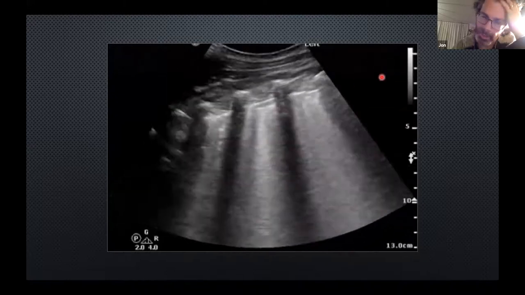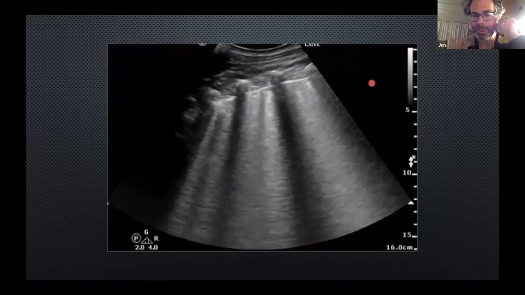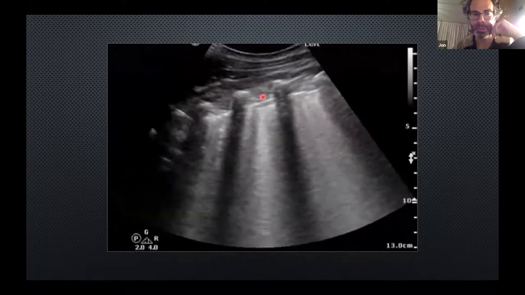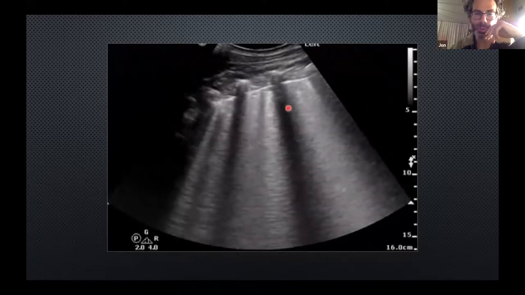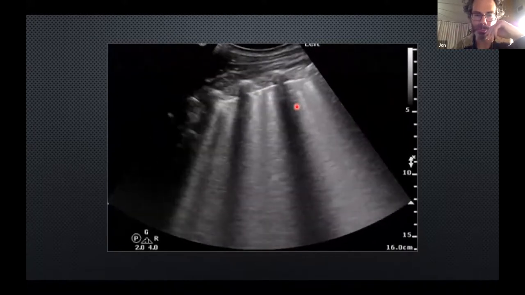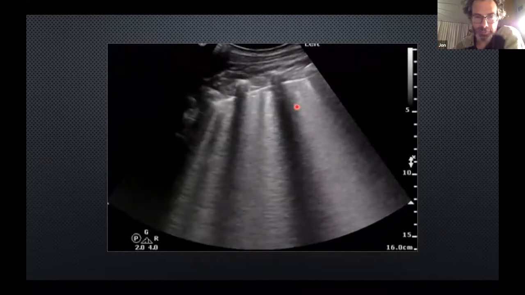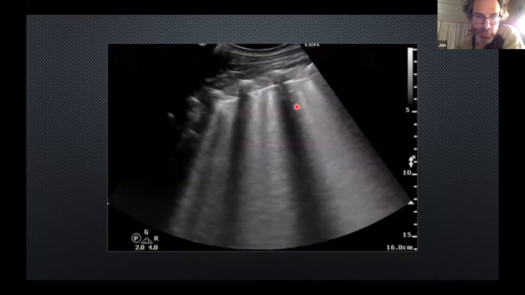As opposed to COVID, where you tend to get more patchy disease, often with some pleural irregularity or little subpleural consolidations, this would be more a typical finding of pulmonary edema. And if you saw that bilaterally with effusions and reduced ventricular function, that would all build up a picture of acute heart failure.